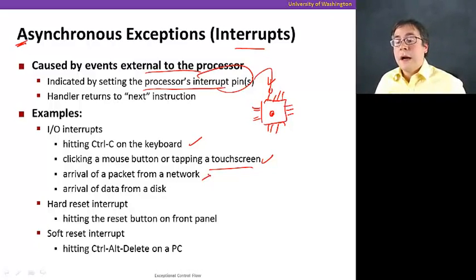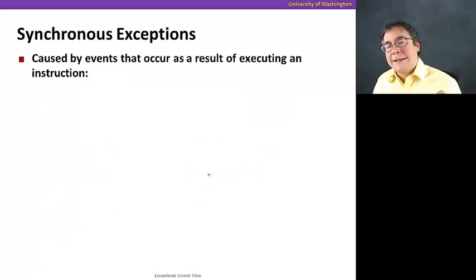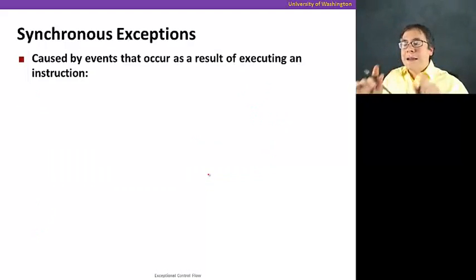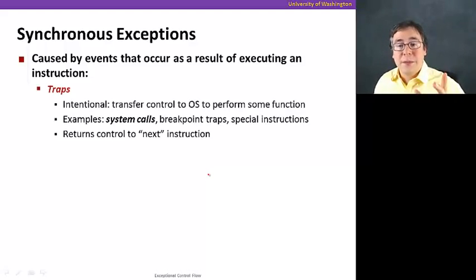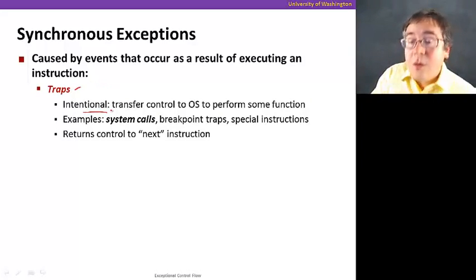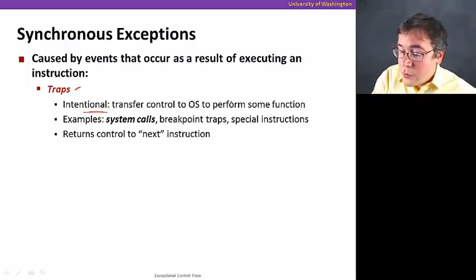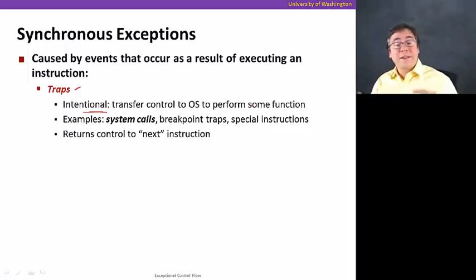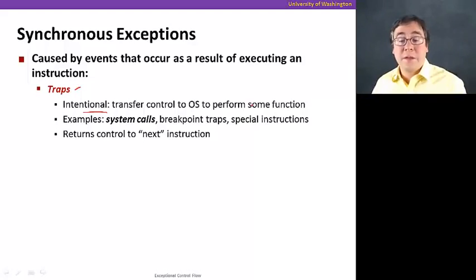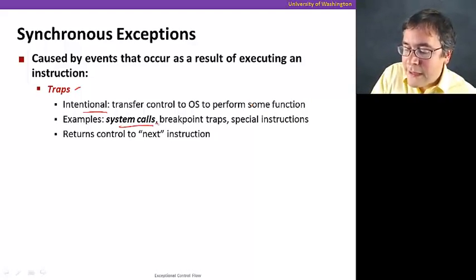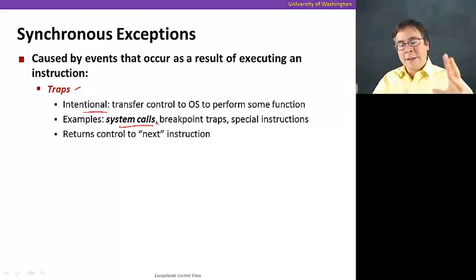The other type of exceptions we call synchronous exceptions, and synchronous exceptions are caused by events triggered by executing an instruction, when the instruction does something that's undefined, that's potentially bad. There are three types of synchronous exceptions. One is called traps. It's an intentional way of transferring the control flow to the operating system to perform some functions. In fact, that's effectively the operating system API. A trap is a way for an application to transfer attention to the operating system so it can do something for the application. We call that system calls. So that's the operating system API.